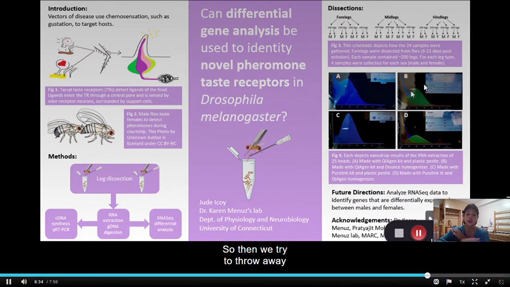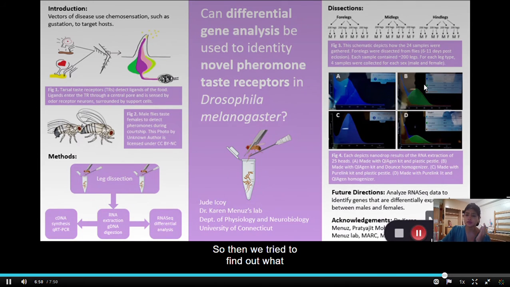So then we tried to throw away the entire kit and replace it with the Purelink kit and the Purelink protocol. And we found that all the problems were solved. The RNA concentration increased to about 200 or 160. No salt contamination, no protein contamination.